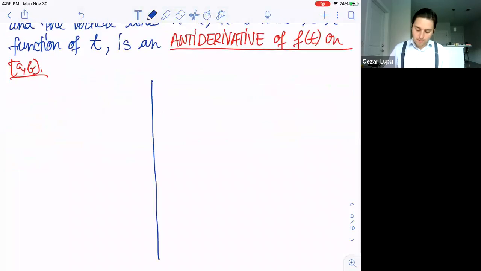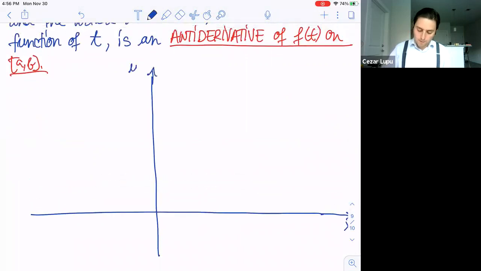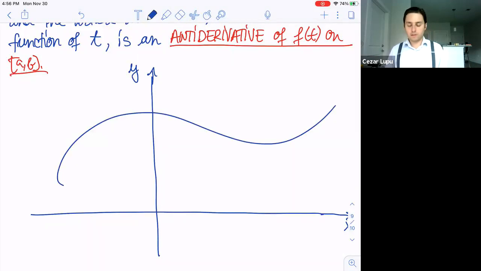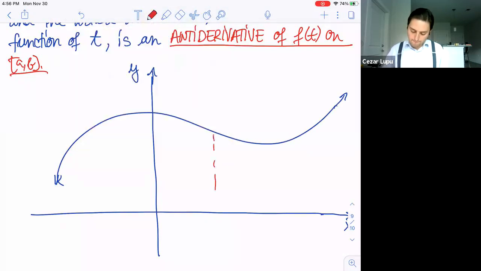So let's draw a picture so that we can see things clearly. Let's just say that the function goes like this. So this is the graph of f, it goes like this and like this. And let's just say that we have it here. And this is A and B.